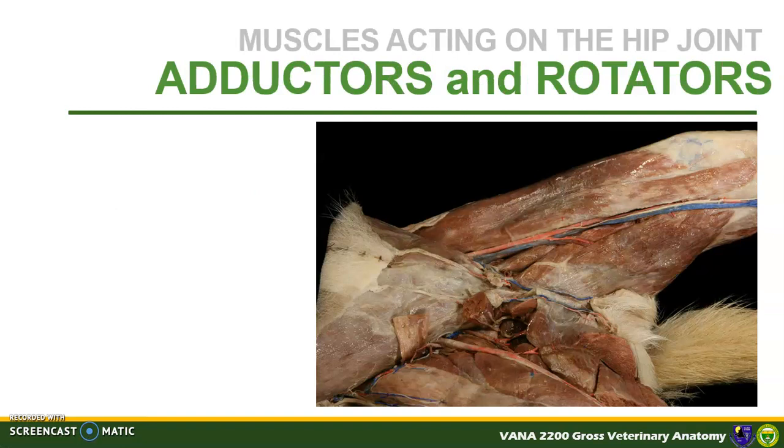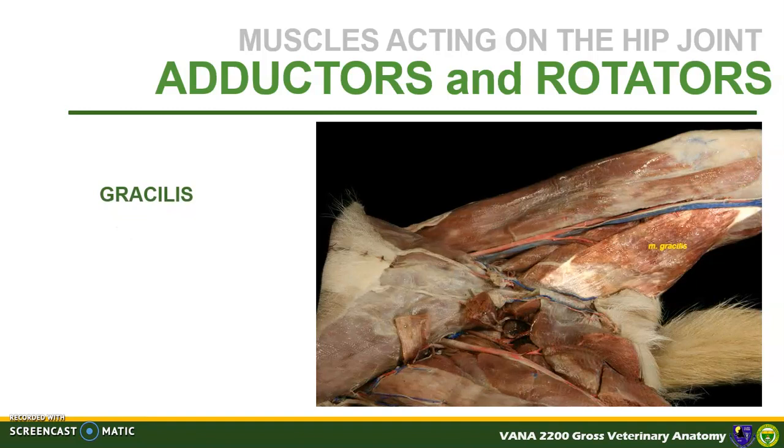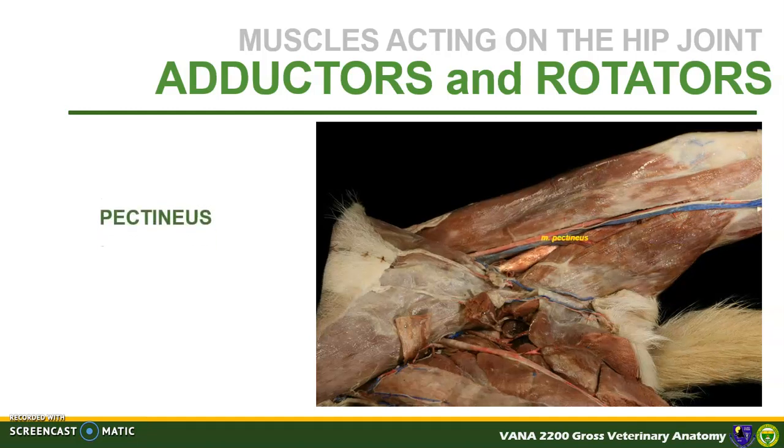Next are the adductors and the rotators of the hip joint. Here is a medial view of the hip and thigh muscles. The first adductor is the gracilis. This is the most medial muscle, extending from the symphysis of the pelvis to the tibia. Next is the pectineus. This is a small spindle-shaped muscle deep to the gracilis. It is both an adductor and a flexor of the hip.